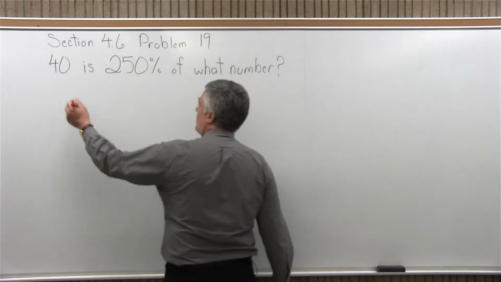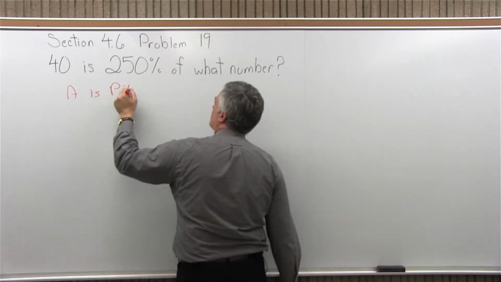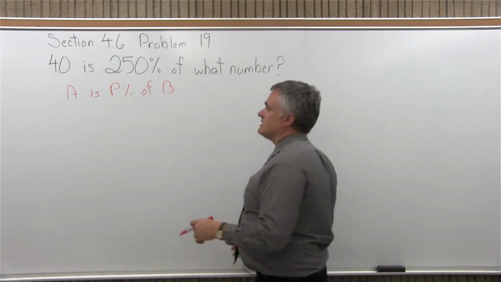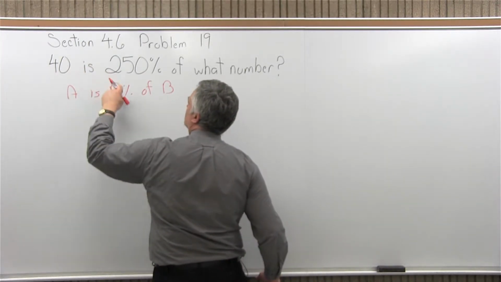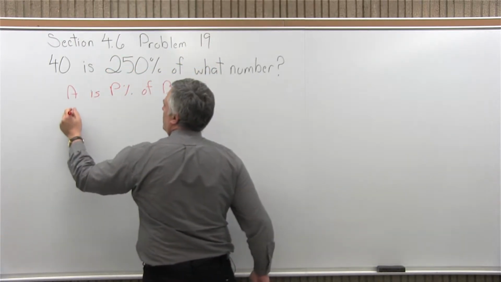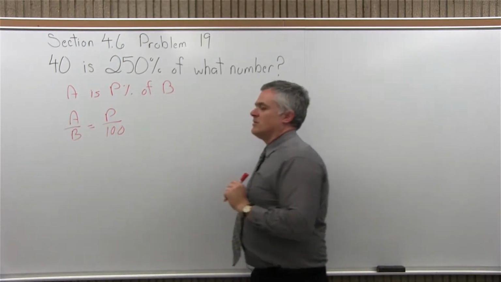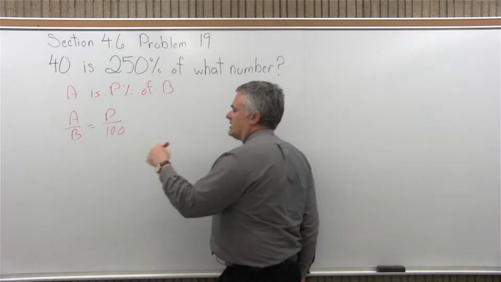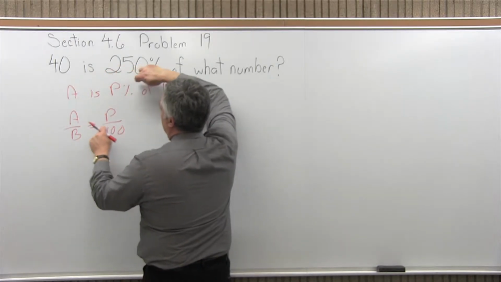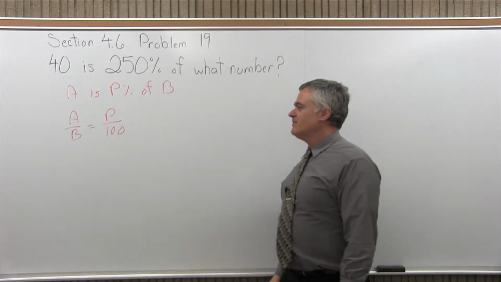So what we want to do is make sure that the question is in the form A is P% of B. And it is. If it isn't, we have to rearrange it, but it is in that form. A is P% of some number, B. So now that we know we have it in that form, we will use the formula A over B equals P over 100. And what I always say is you fill it in just going around the circle. Start with the A. A is P% of B. You just start at A, go around the circle, come back. It fills in pretty easily.